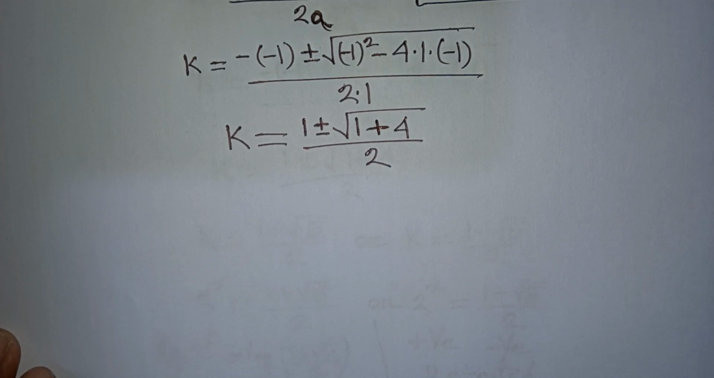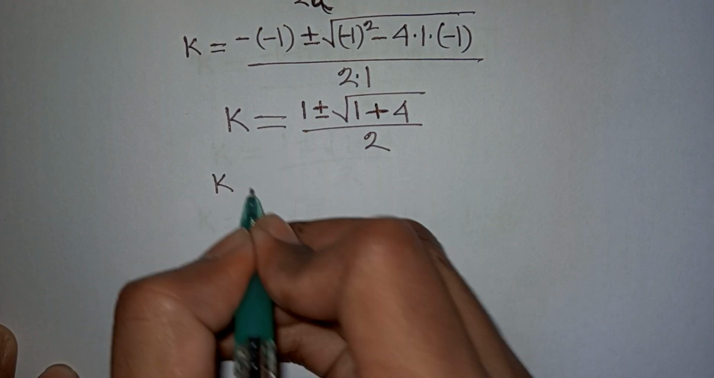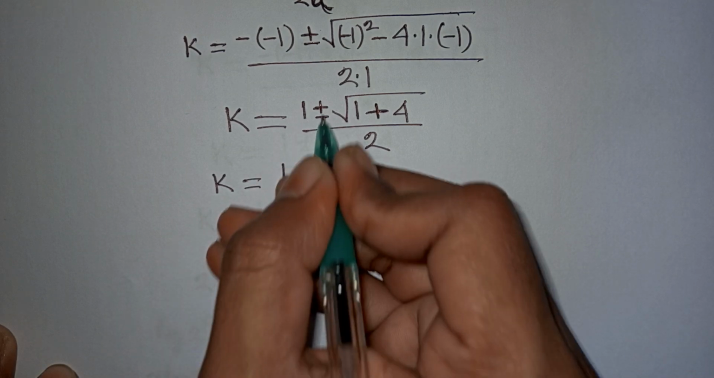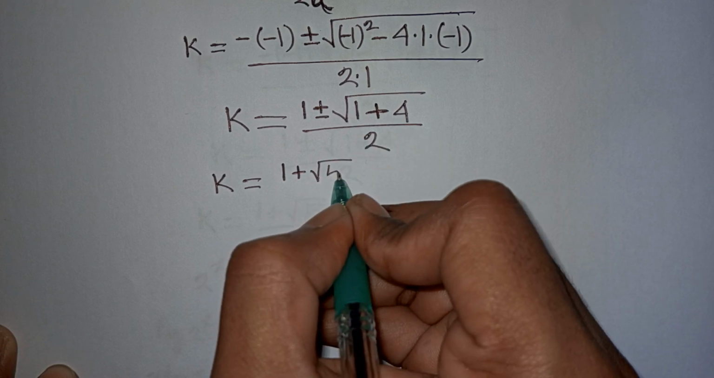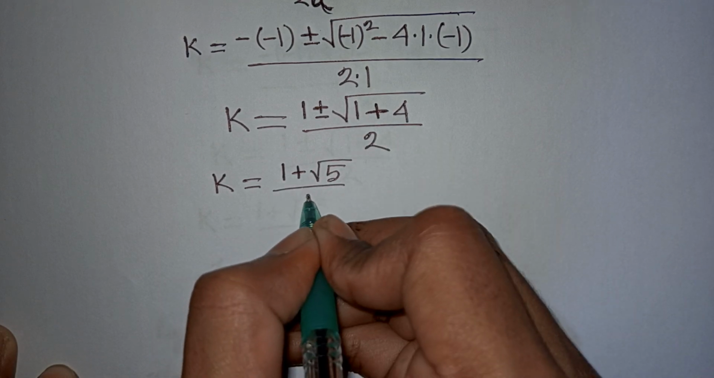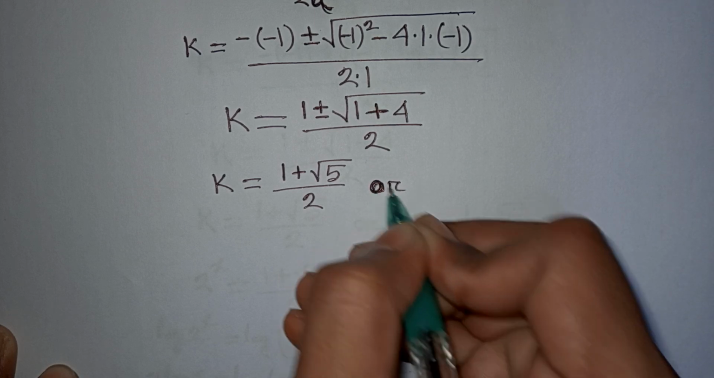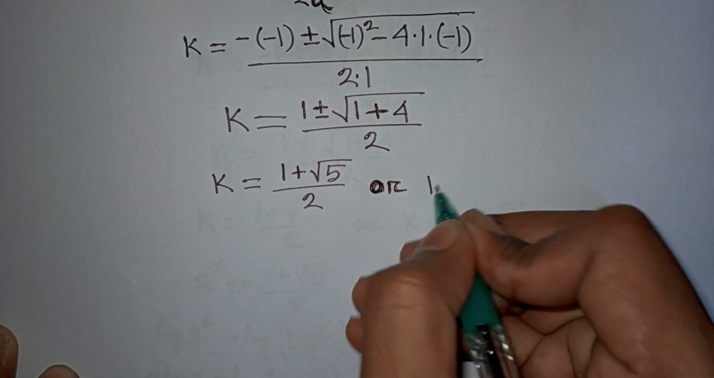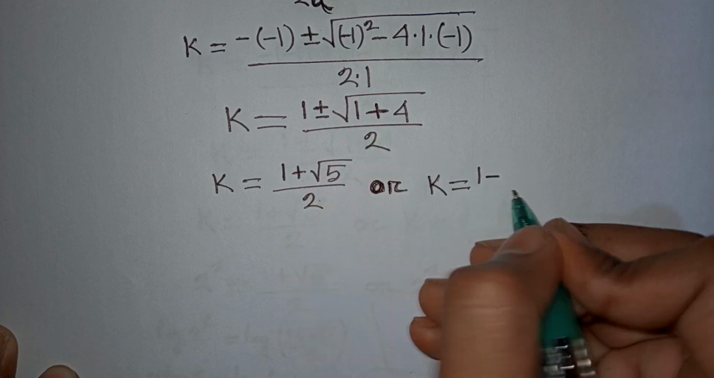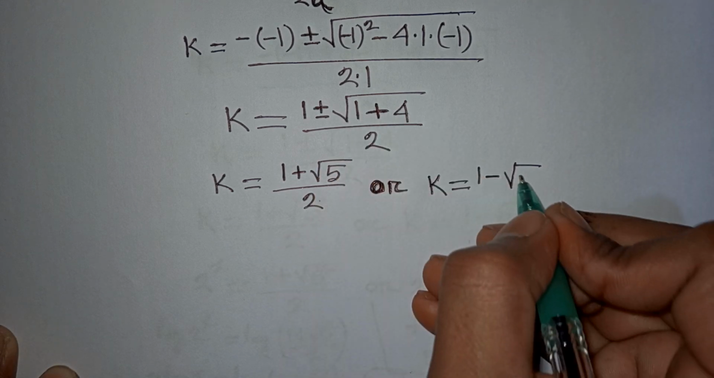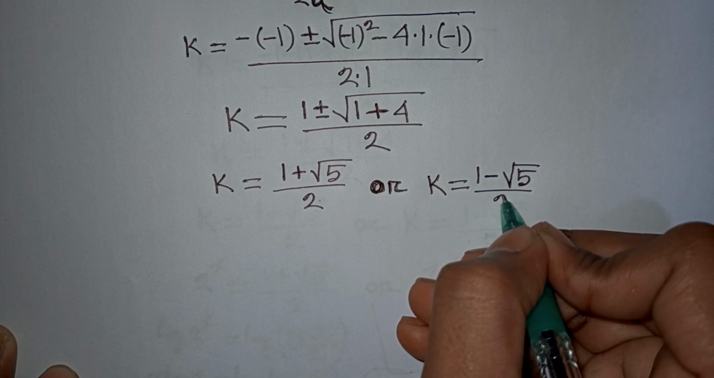Now, we see here two cases. So, you can write here k is equal to 1 plus the square root of 1 plus 4, that means 5, divided by 2, or k is equal to 1 minus the square root of 1 plus 4, that means 5, divided by 2.